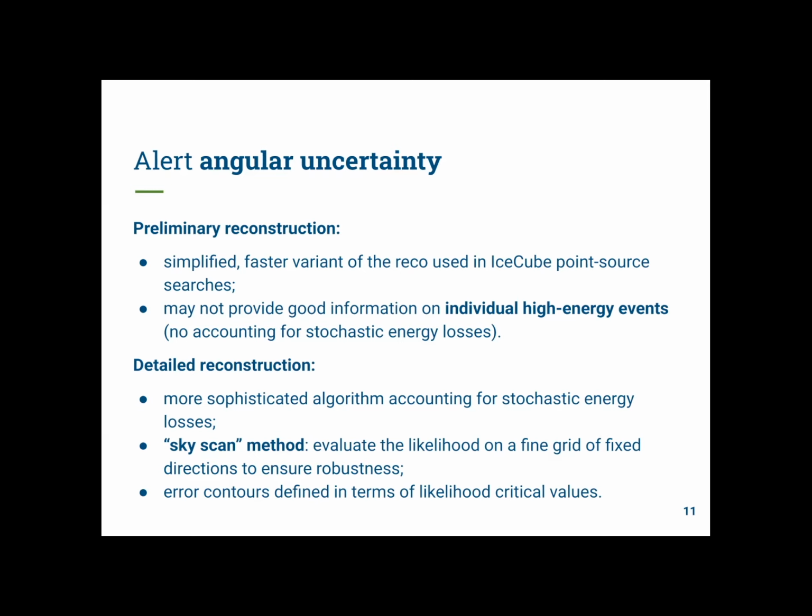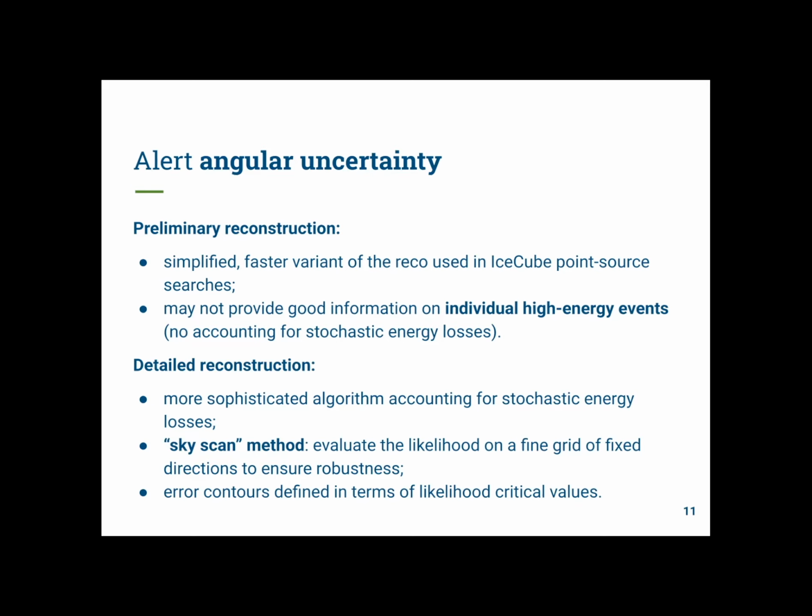These are very good on a statistical basis, especially if you apply a bit more powerful variant, but may not provide very good information on the individual high energy events, because they don't account for the stochastic energy losses the particle has inside the detector. This assumes that you have a nice infinite track with uniform distribution of light around the trajectory, which is not most of the time the case for high energy events like the ones that produce alerts. So that's why we run a detailed reconstruction. It's a more sophisticated algorithm that accounts for the stochastic energy losses along the track.